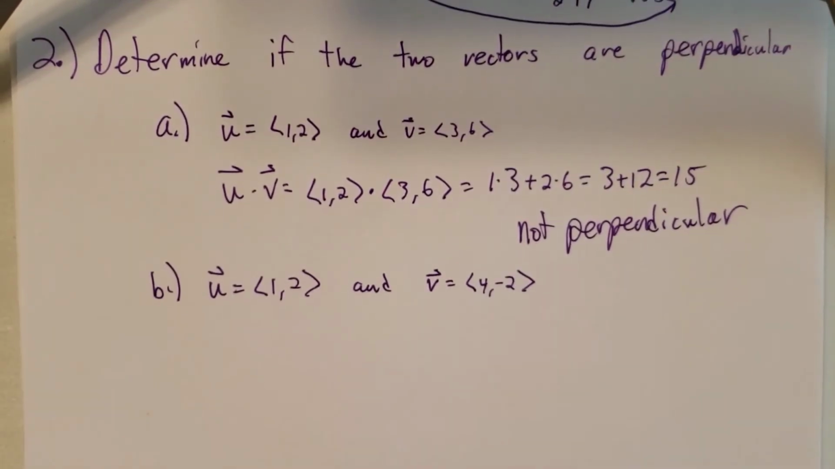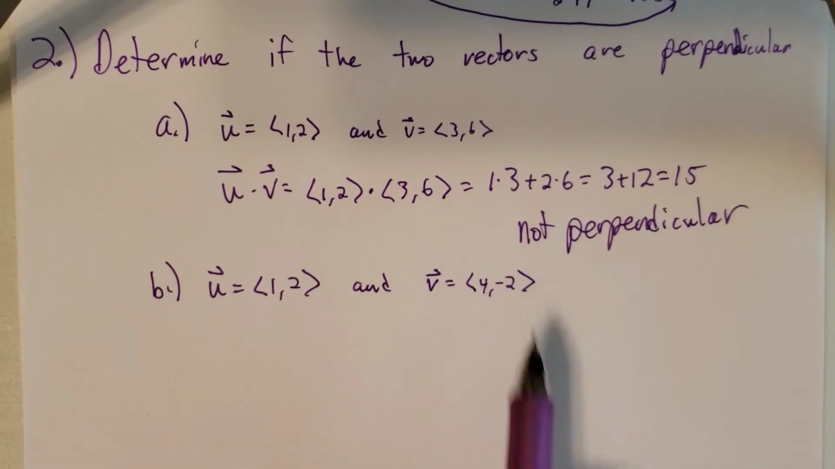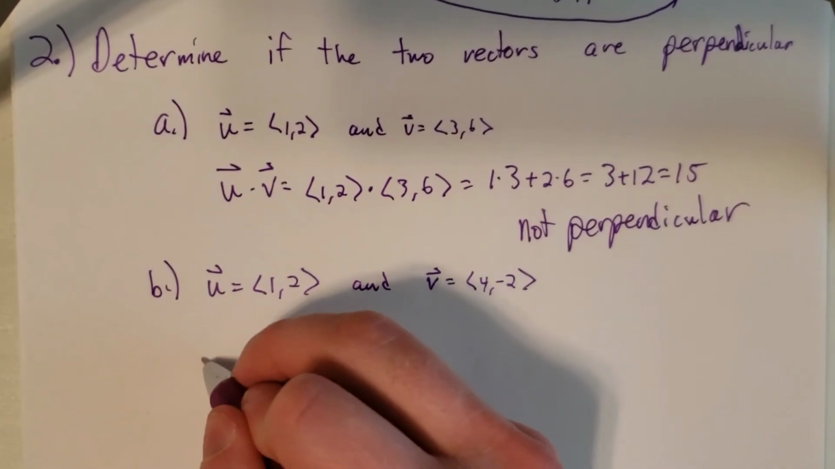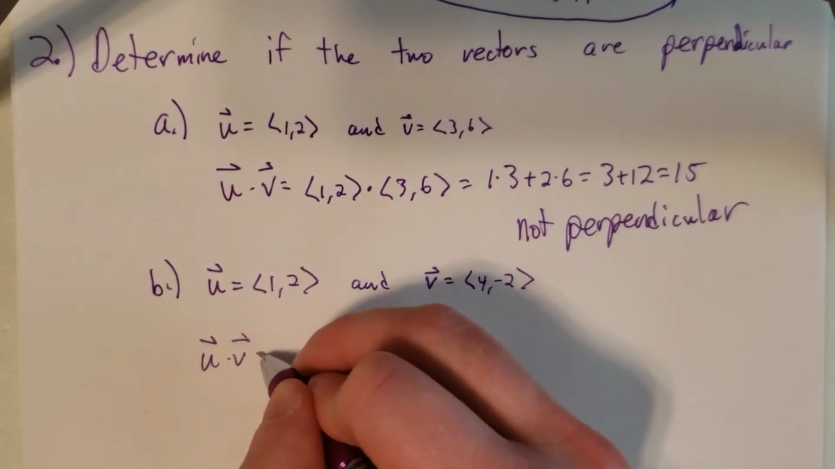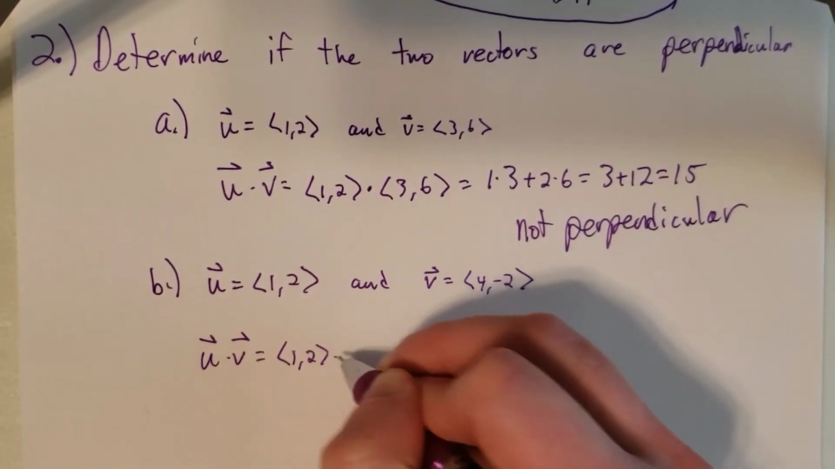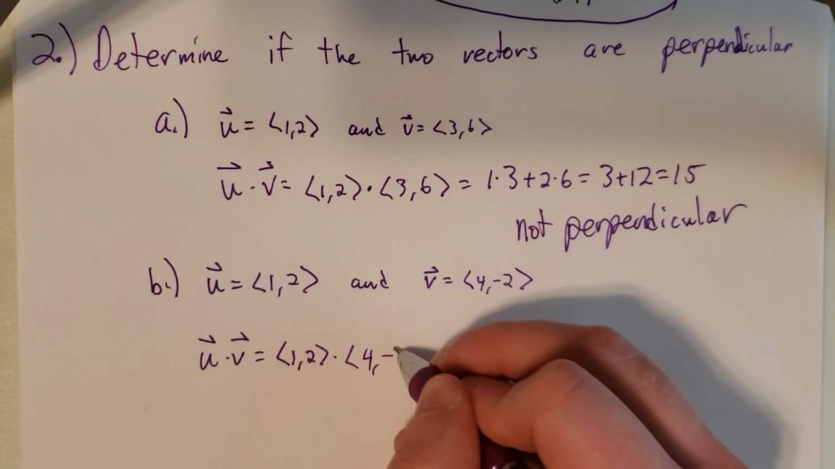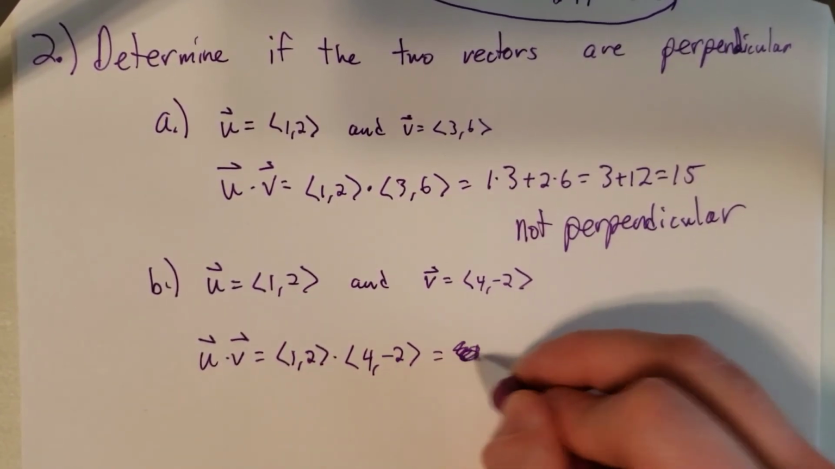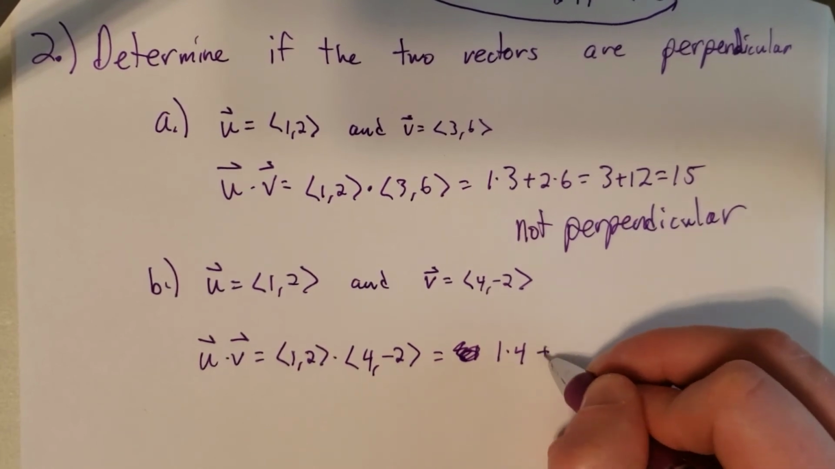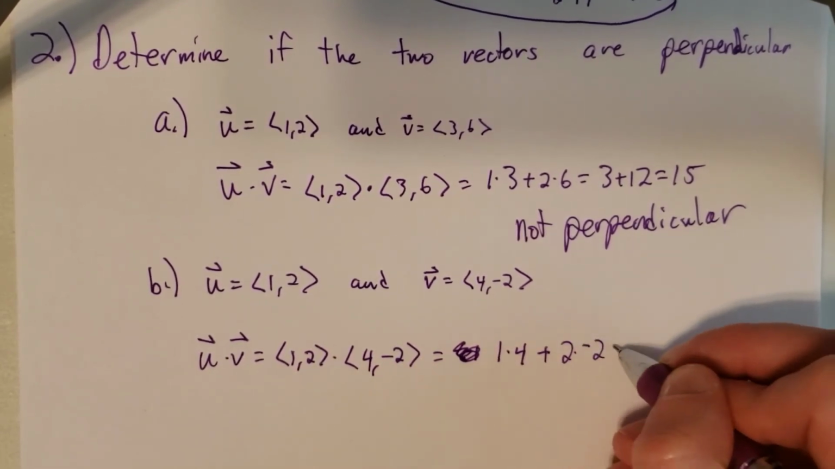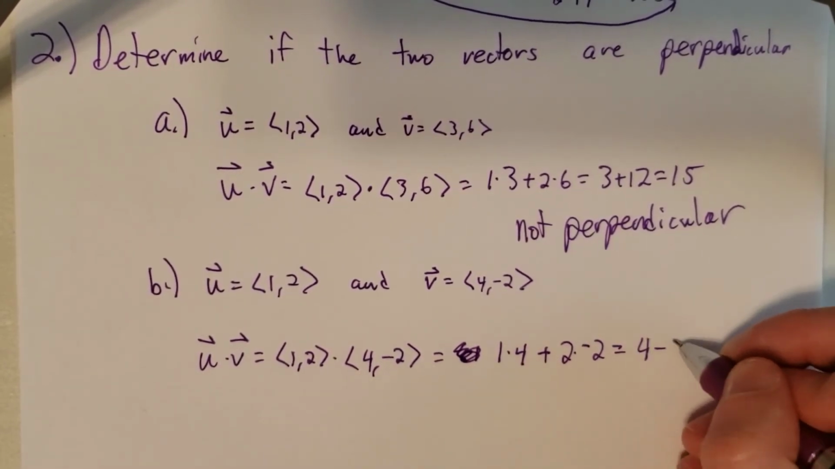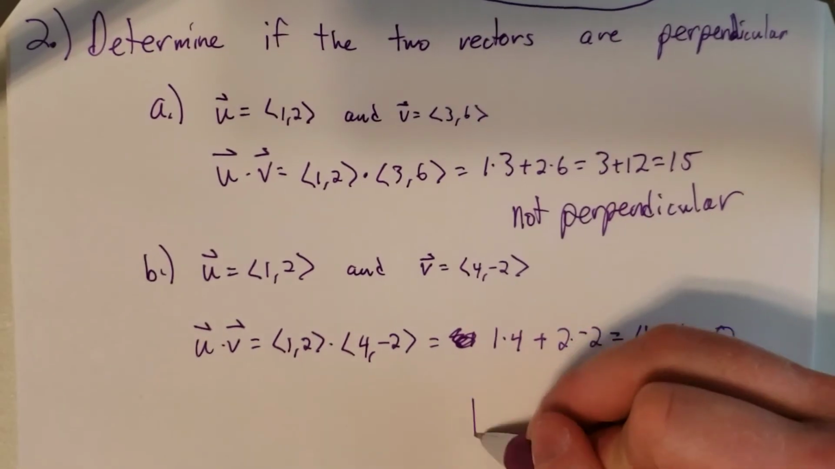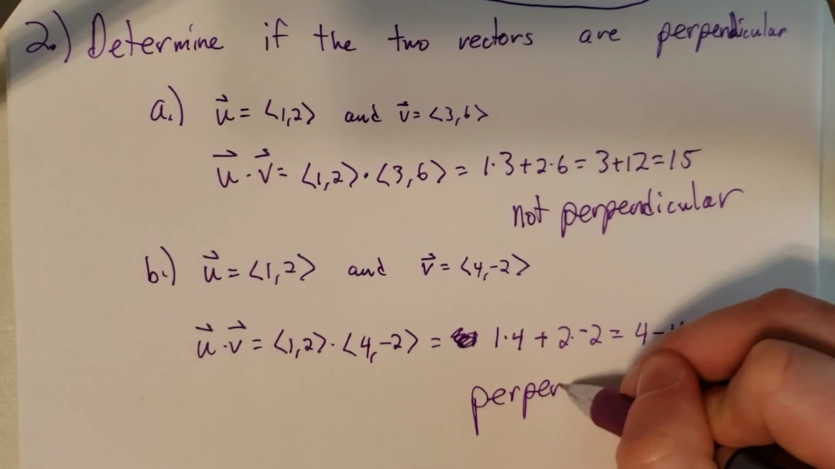All right, so let's check for the vectors 1, 2 and 4, negative 2. Are these two vectors perpendicular? Well, u dot v is 1, 2 dotted with 4, negative 2. So this is 1 times 4 plus 2 times negative 2. That is 4 minus 4, which is 0. Is that 0? Yes, it is. So these two vectors are perpendicular.